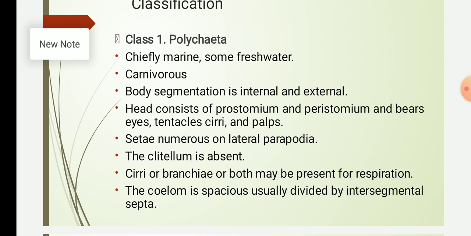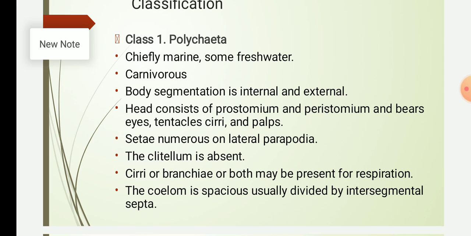They are carnivorous. The body is elongated and segmented. This segmentation is both internal and external. The head consists of the prostomium and peristomium, and it bears eyes, tentacles, cilia, and palps.